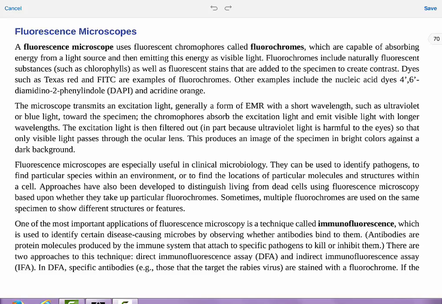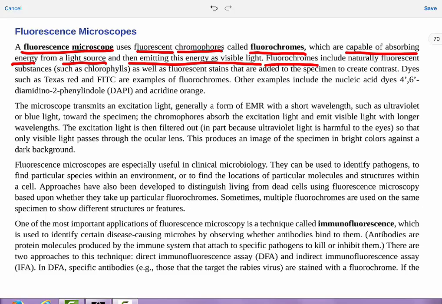Next we have our fluorescence microscopes. A fluorescence microscope uses fluorescent chromophores called fluorochromes. They are capable of absorbing energy from a light source and then emitting this energy as visible light. We've already kind of talked about that when we talked about glow-in-the-dark stars or whatever you want to think of. So you have the fluorochromes, which can absorb light from a light source, and then they emit this energy as visible light that we can see.